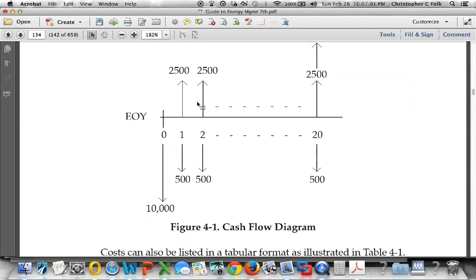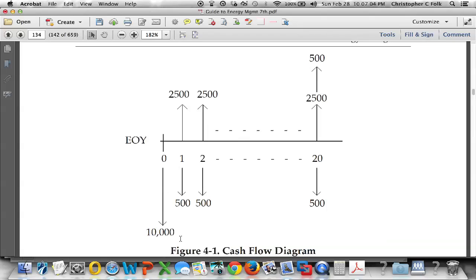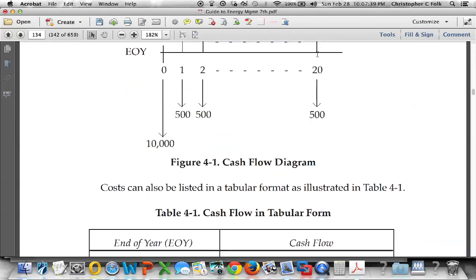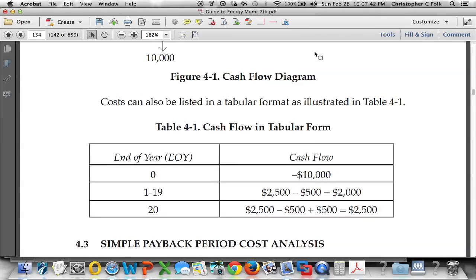And so notice this diagram here. They show the initial expenditure of $10,000. So even before it gets turned on and starts saving a dime of energy, we have to lay that $10,000 out. And maybe sometime during that first year, we'll have to do some sort of maintenance on it that's going to cost $500. At the end of that year, we will have saved $2,500 in energy. And that'll happen for all 20 years that they operate it. Finally, at the end of the 20 years, in addition to saving $2,500, we will also be able to sell it for $500. All right, so we could also list it this way in the tabular method, as shown here.